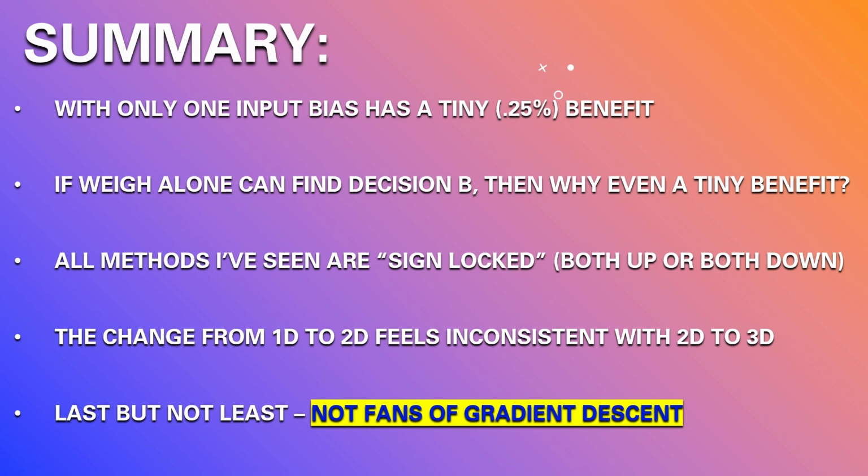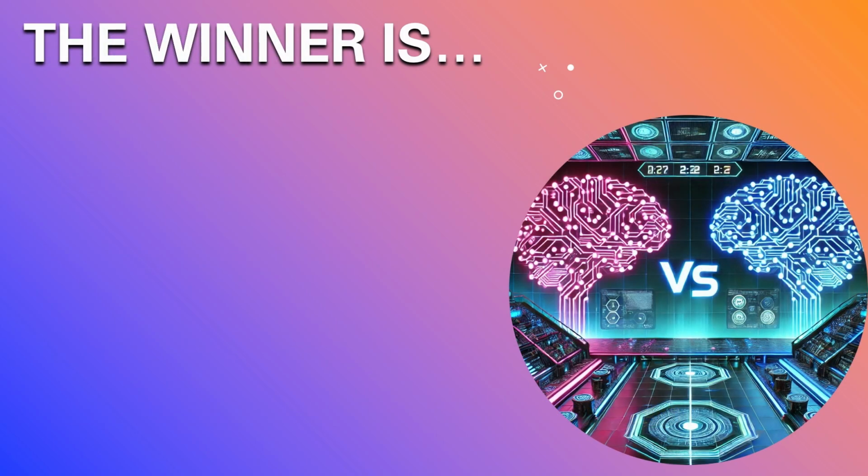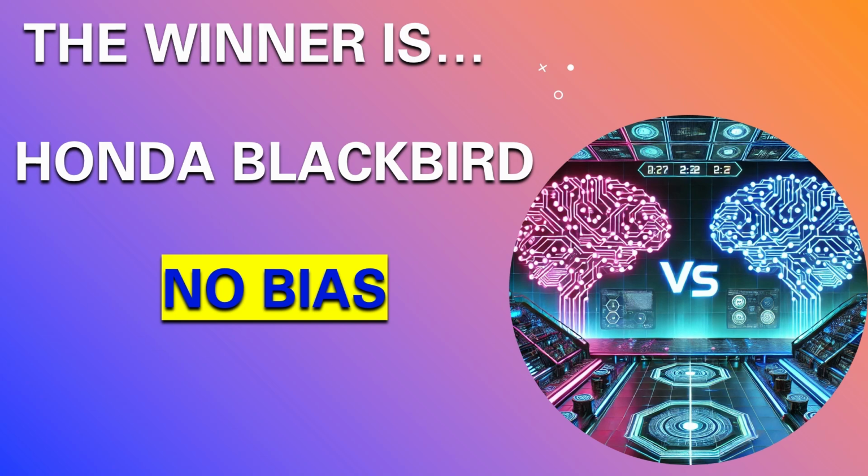And then last but not least, we are not fans of gradient descent. Okay, so the winner is, and it was a close one because the Hayabusa does go a teeny bit faster at the expense of the bias. So we're going to call the Honda Blackbird the winner. No bias if you only have one dimension.